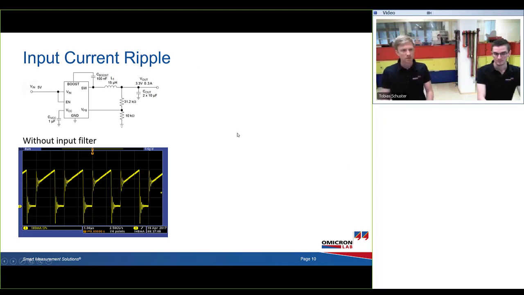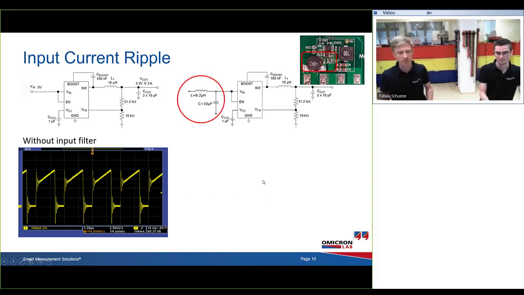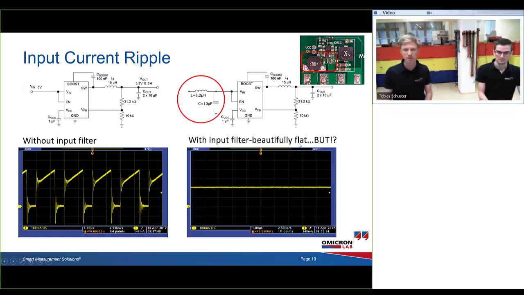So why would one want to add an input filter? Well, without an input filter, the current ripple at the input is very high. That's a problem of the buck converter. In the picture below, you can see a really high current ripple of several hundred milliamps. That's pretty nasty. With an input filter, we designed a little input filter that has an 8.2 microhenry inductance and 10 microfarad input capacitance, and then the input current is beautifully flat.